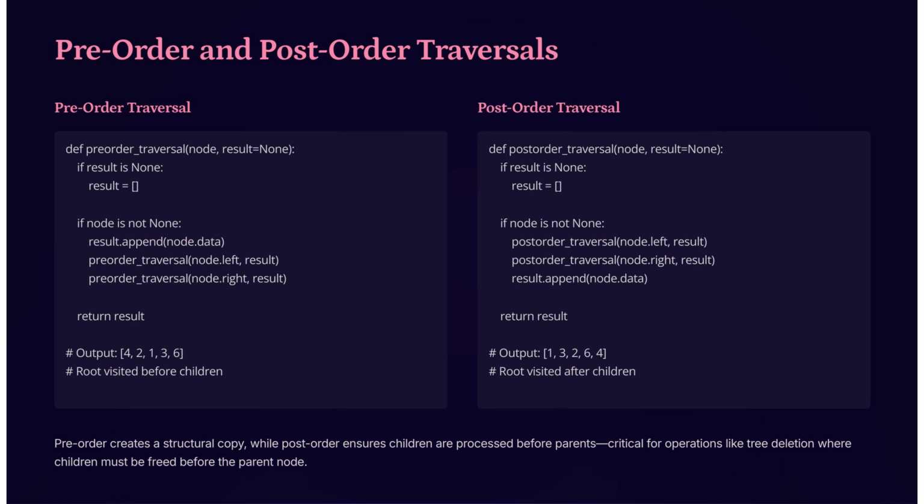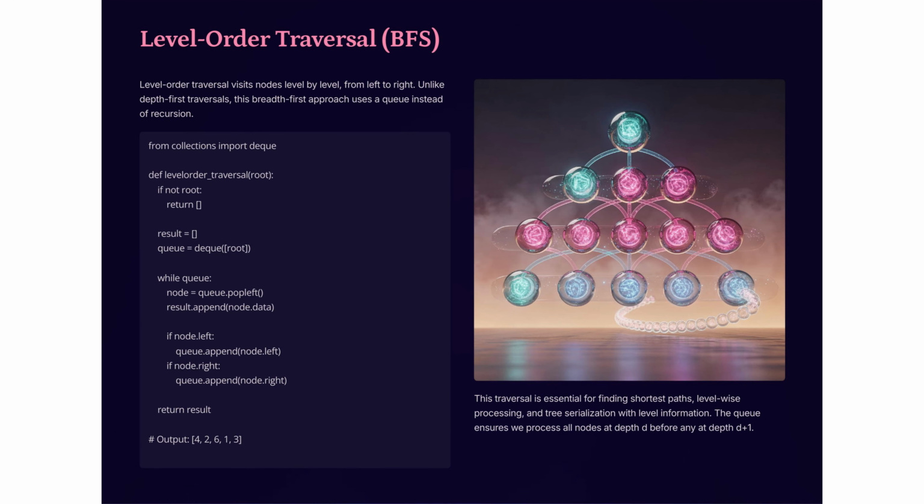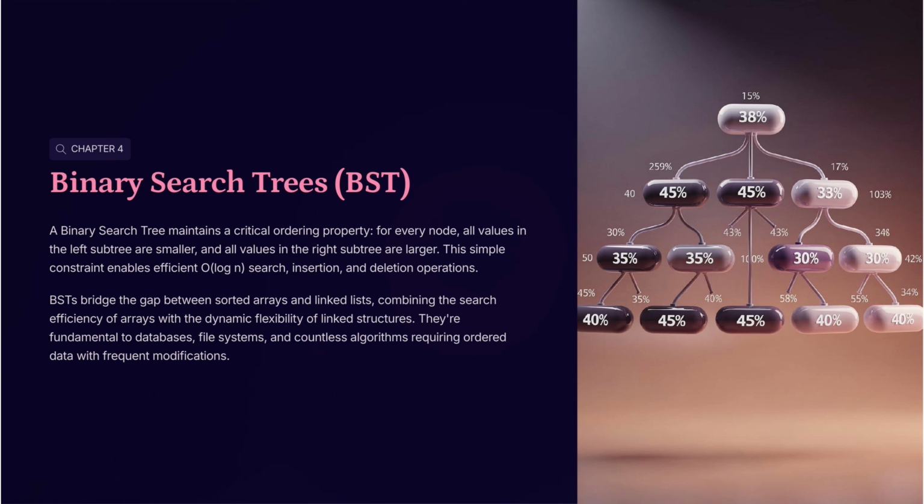These methods provide unique insights into tree structures, each serving distinct purposes in data processing and manipulation. Level order traversal, or breadth-first search, processes nodes level by level, using a queue to manage node order. This method is crucial for tasks like finding shortest paths and level-wise processing. By ensuring all nodes at a given depth are processed before moving deeper, it provides a structured approach to tree serialization.